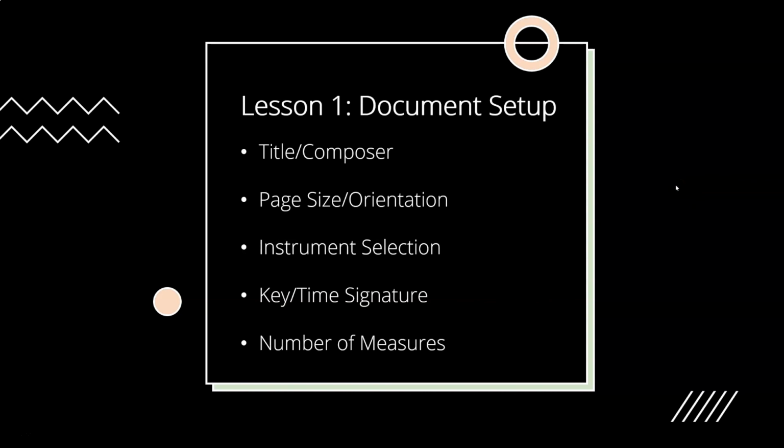So just a quick recap, in this lesson, we went over the document setup, which included title and composer, page size and orientation, instrument selection, key and time signature, and the number of measures. Feel free to tinker with any of these, resetting up your own pages. That way you can get familiar with the Finale setup wizard. Once you feel comfortable, go ahead and move on to lesson 2.